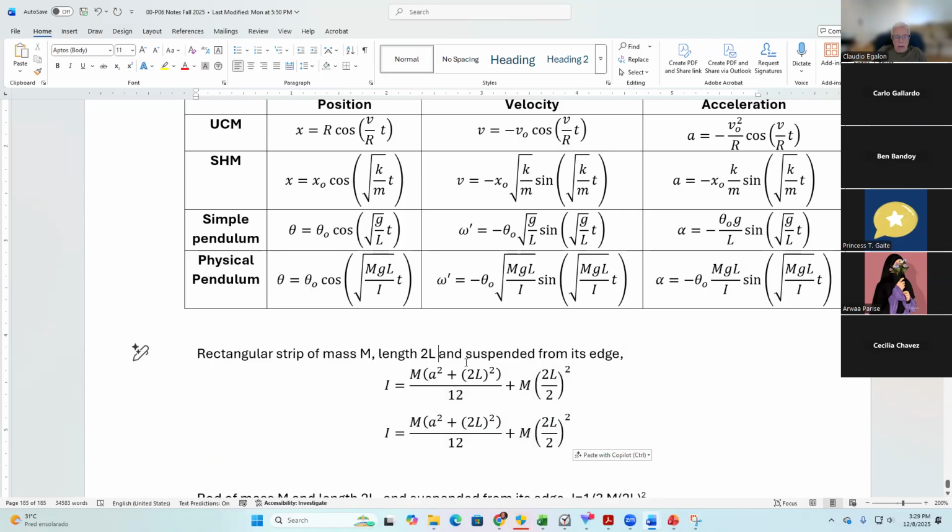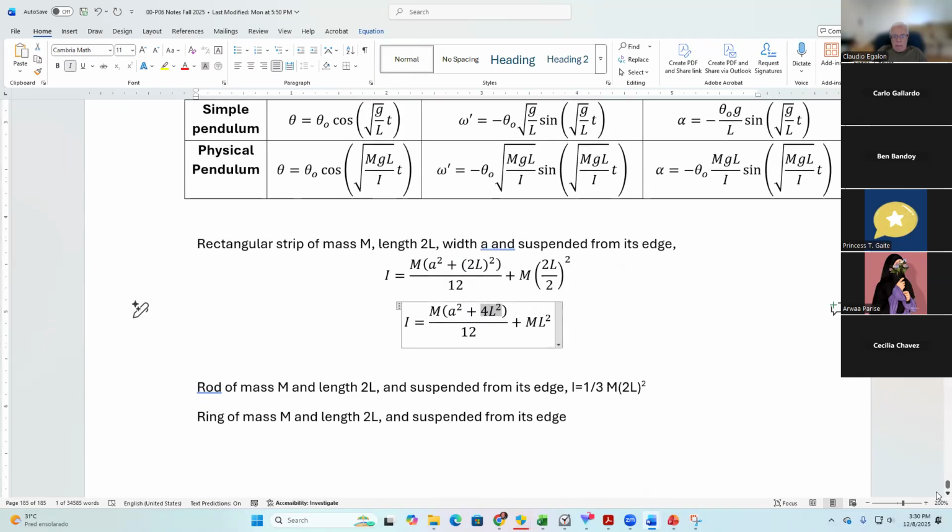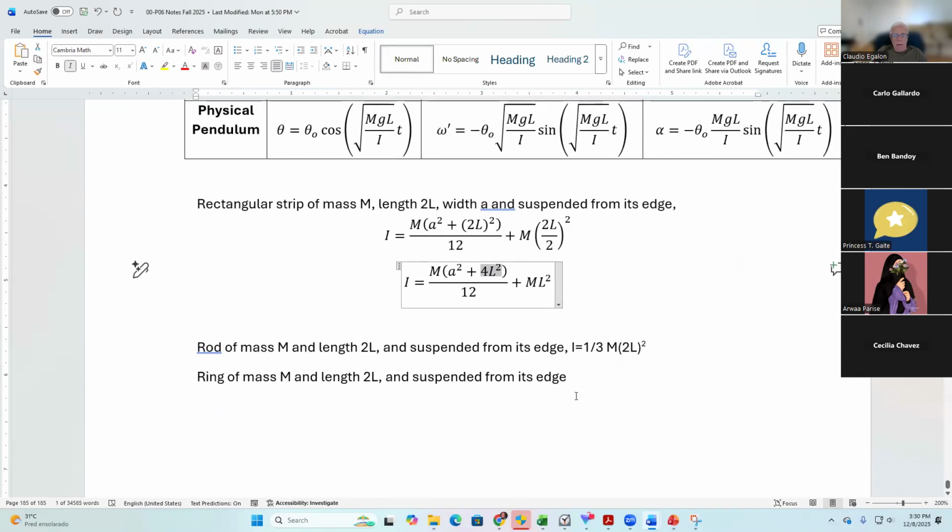of length 2L and suspended from its edge. Here is going to be 4L squared. Here the 2 cancels out with 2, right? And we end up with L squared. You have to do the math. I'm not going to do the math, okay? But you can see that we can simplify this term here with this other term here, okay? That's the rod and the strip, right?